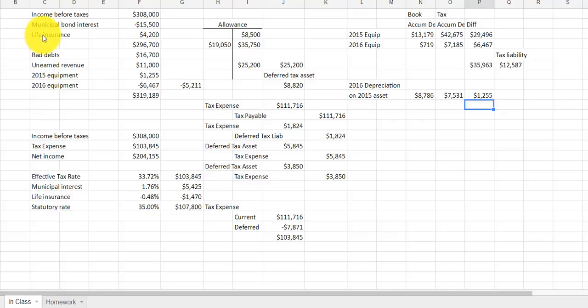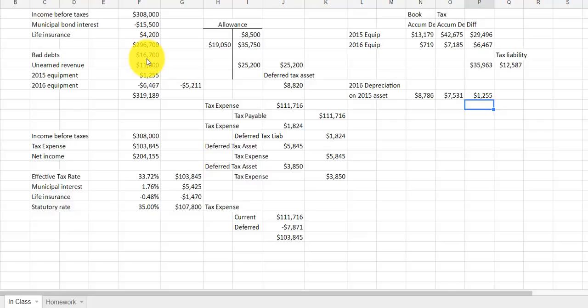These are costs, expenses on our income statement that are not deductible on our tax return, because life insurance premiums are not deductible. And so we're going to add that. So we subtracted the municipal bond interest just like we did last time. We add the life insurance. We are at $296,700.